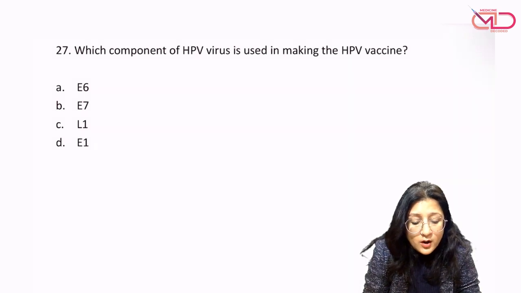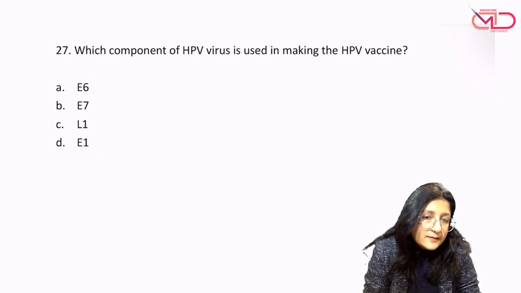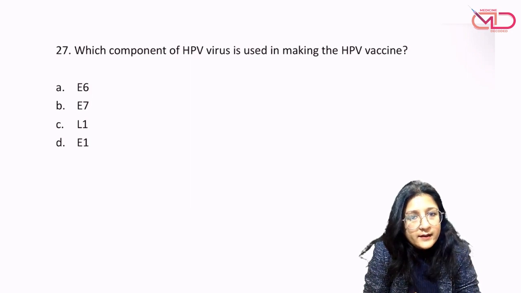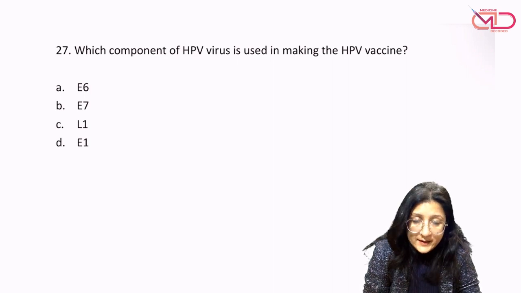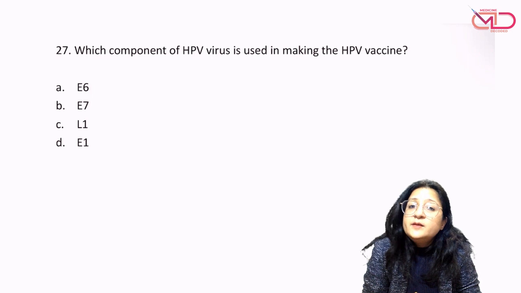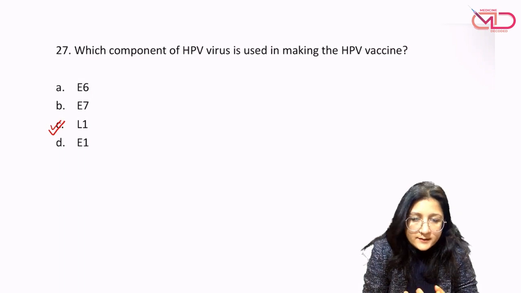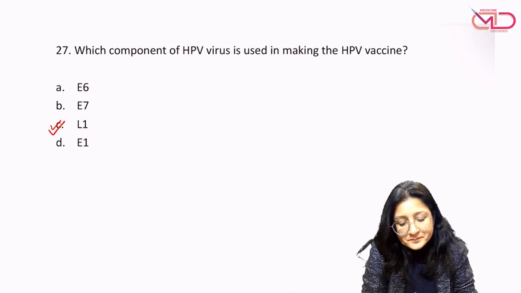Now, next question: which component of HPV virus is used in making the HPV vaccine? This is a repeat question. It has been asked earlier also. The human papilloma virus vaccine for cervical cancer is a recombinant inactivated vaccine. It does not contain the viral DNA. Please remember, E6, E7 are oncoproteins, and of course we're not putting oncoproteins in the vaccine. It is made up of the viral capsid protein, and the viral capsid protein that is used is L1. This is the component of HPV virus that is used in making the HPV vaccine.